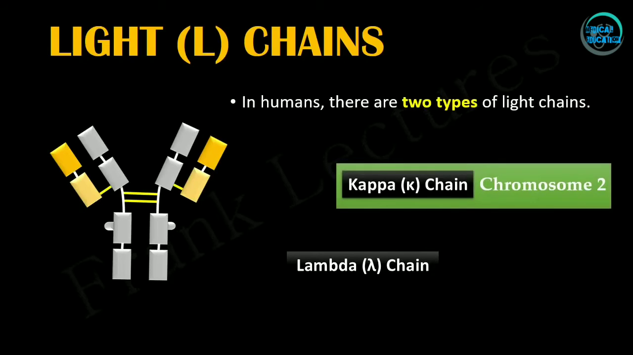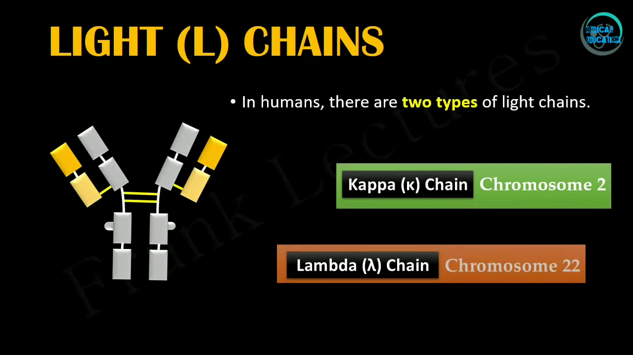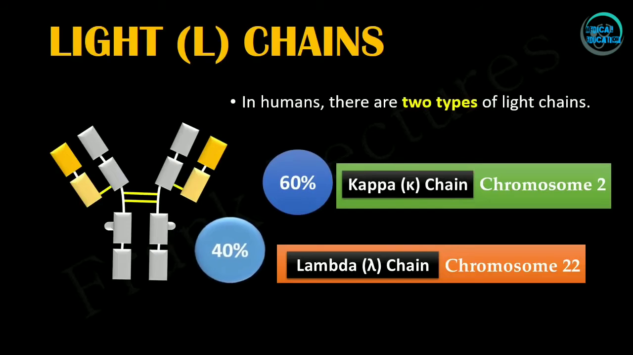Kappa chains are encoded on chromosome 2 and lambda chains are encoded on chromosome 22. It is important to note here that each antibody molecule produced by a B cell will either have kappa or lambda light chain, but never both. In humans 60% of light chains are kappa and 40% are lambda.